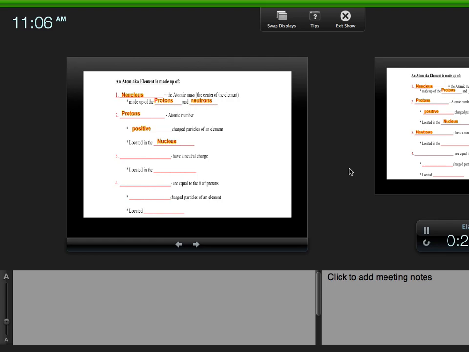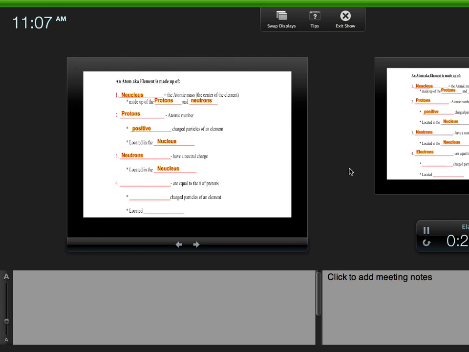So far, our atom is made up of a nucleus. It's made up of protons. Then this portion has a neutral charge. These will be considered the what? Neutrons. And what type of charge do they have again? Neutral. Neutrons, neutral. Neutrons, neutral. Got it? Where are they located? In the nucleus.